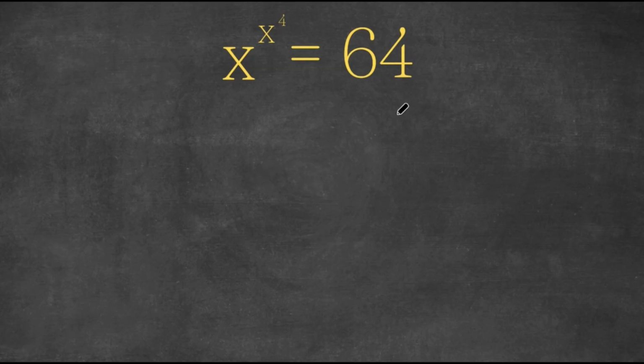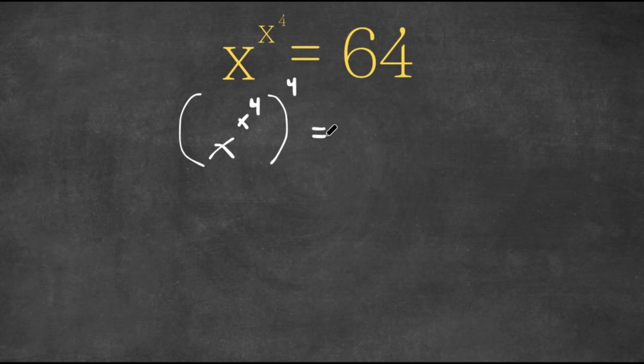In today's video, I'm going to be teaching you guys how to solve this exponential equation. So we have x to the power of x to the power of 4 equals 64. So now what I'm first going to do is I'm going to take the power of 4 on both sides. So now we have x to the power of x to the power of 4 to the power of 4 is equal to 64 to the power of 4.